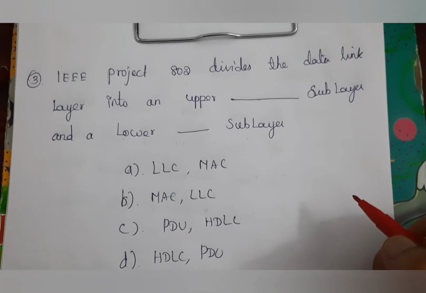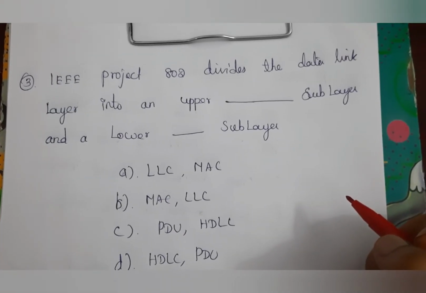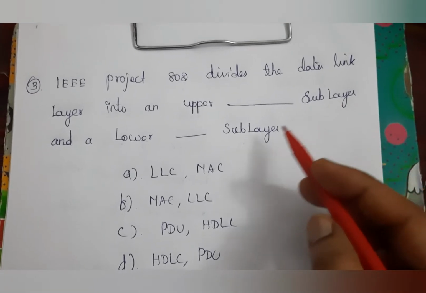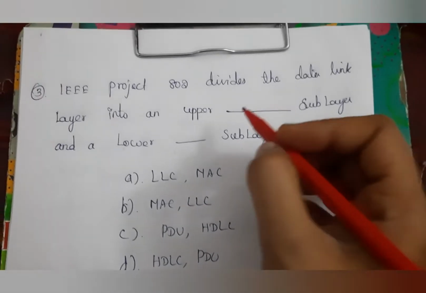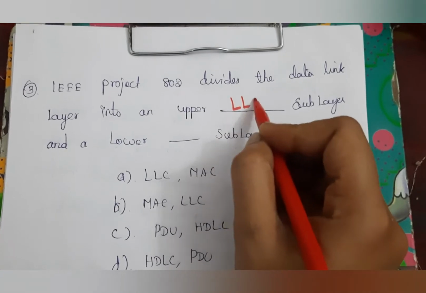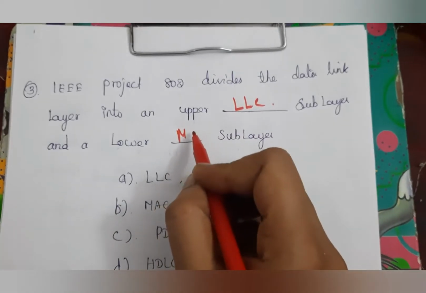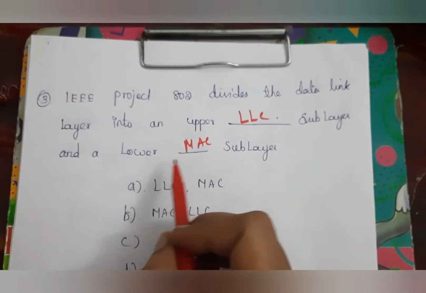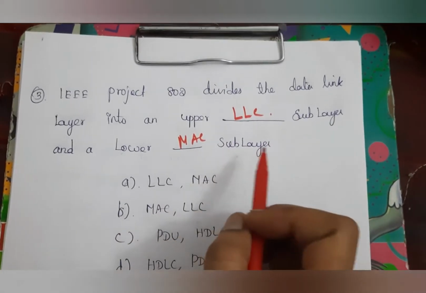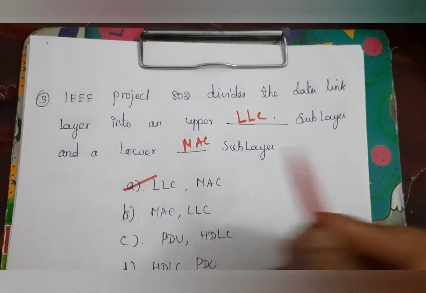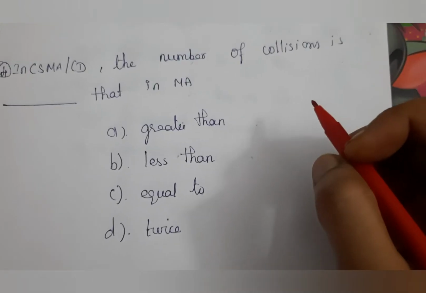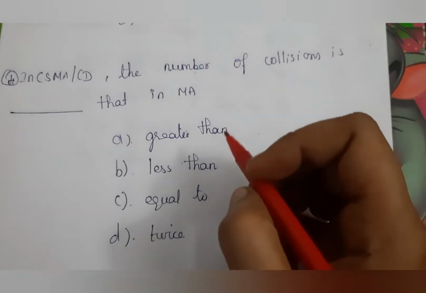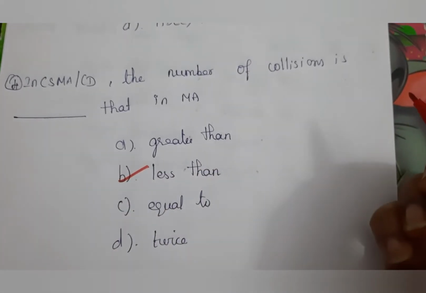Next question, IEEE project 802 divides the data link layer into an upper LLC sublayer and a lower MAC sublayer. Logical link control, medium access control. Upper LLC sublayer and lower MAC sublayer. So here the answer is A. In CSMA CD, the number of collisions is lesser than in CSMA. So here the answer is B.